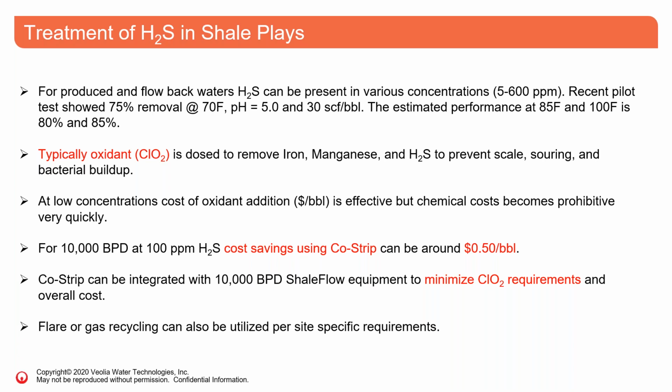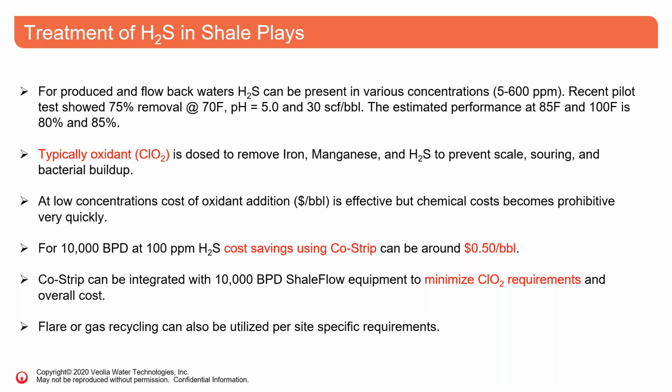Now, at low H2S, using oxidants is effective, but as H2S concentrations go up, the chemical costs become too prohibitive to use. For example, if you compare a 10,000 barrel per day system with 100 ppm H2S, using CoStrip can have a cost savings around 50 cents a barrel. Meaning, if you try to use oxidants and compare it to using CoStrip, you can have a lot of cost savings if you use CoStrip.